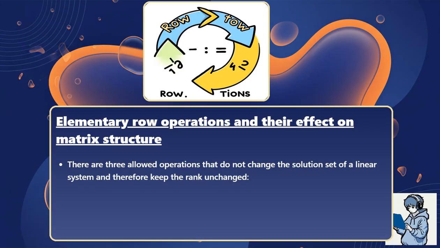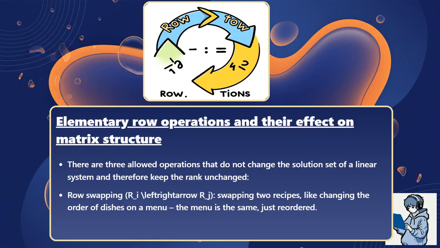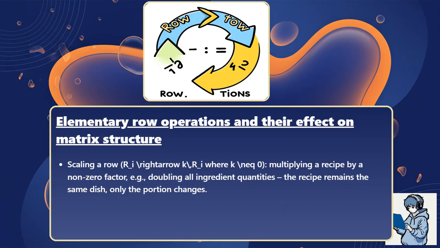There are three allowed operations that do not change the solution set of a linear system and therefore keep the rank unchanged. Row swapping: R_i swaps with R_j. Swapping two recipes is like changing the order of dishes on a menu; the menu is the same, just reordered. Scaling a row: R_i becomes k times R_i, where k is not zero. Multiplying a recipe by a non-zero factor, for example doubling all ingredient quantities. The recipe remains the same dish, only the portion changes.